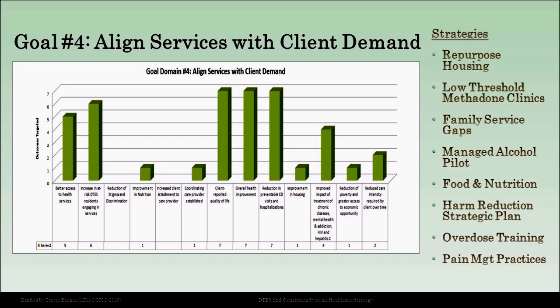So the ones with the most emphasis includes increase at-risk downtown Eastside residents engaging in services, client-reported quality of life, overall health improvement, reduction in preventable emergency department visits and hospitalizations, and an improved impact of treatment of chronic diseases, mental health and addictions, HIV, and hepatitis C. But we also have some additional outcomes that do need to be emphasized as these strategies are rolled out throughout the downtown east side.